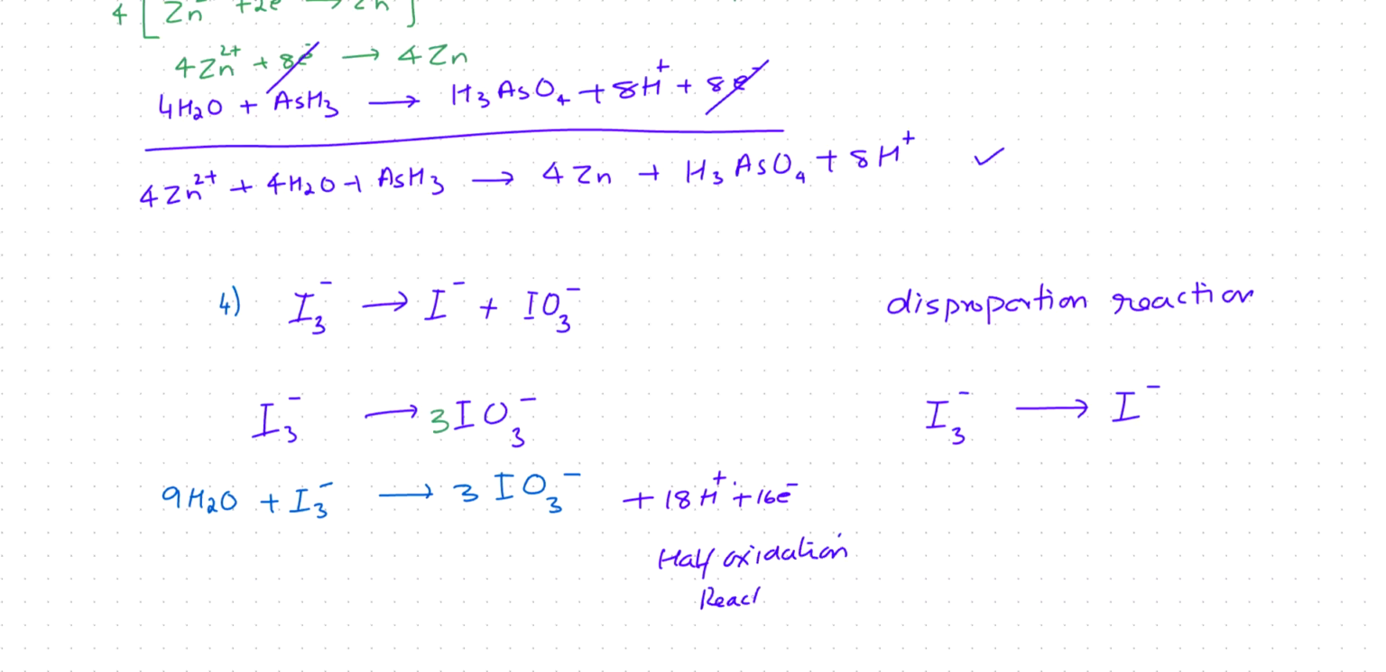Another half reaction is I3 negative changing to I negative. So here there are 3 iodines, so 1 iodine. So we write here 3. So we have 3 iodine, 3 iodine. And to balance the charges, one negative charge here and here we have 3 negative charges. So to make the charges equal, we add here 2 electrons, 2 negative charges. So total 3 negative left side, 3 negative right side. So this is a reduction reaction, half reduction reaction.